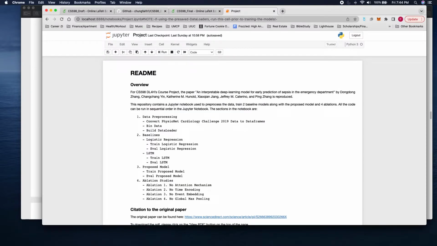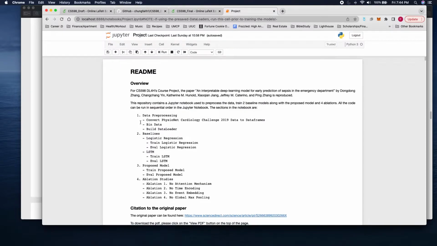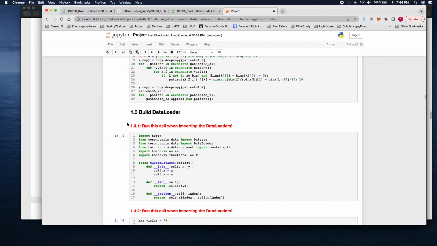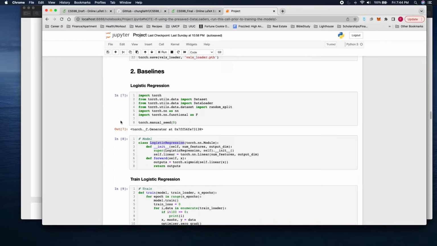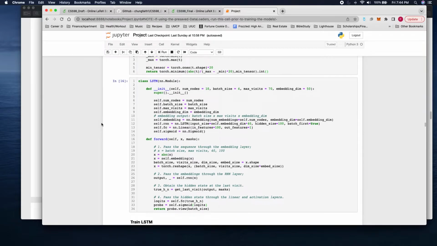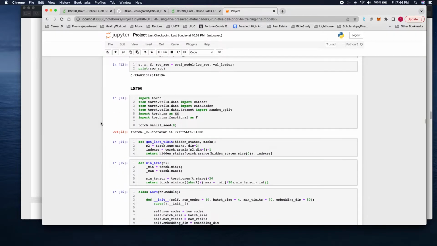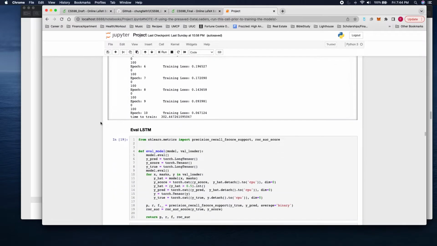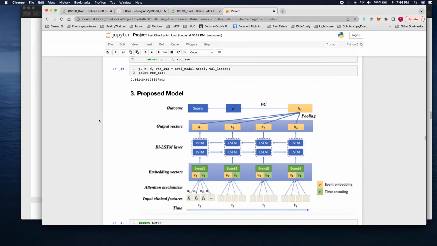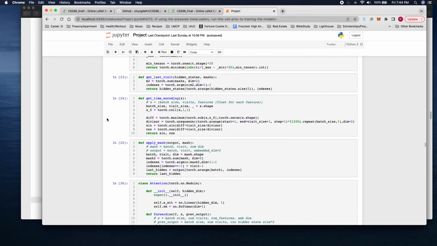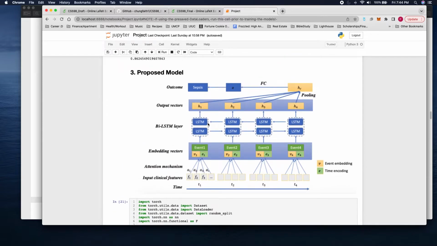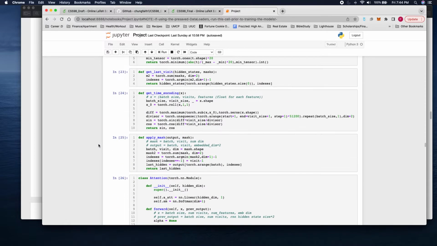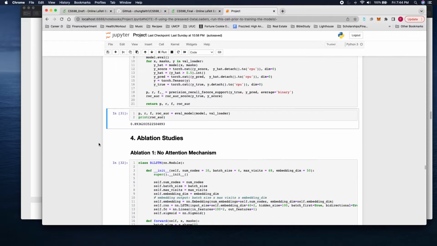So what was my reproduction attempt? Well, first off, I implemented two baselines. The first one is a logistic regression. The second one is a naive LSTM without any of the extra components discussed before in the paper. And both of them performed pretty well, within 1% of that which was stated in the paper, so around 0.86 for the AUC. I then implemented this proposed model with all the components, and I implemented 4 ablation studies.